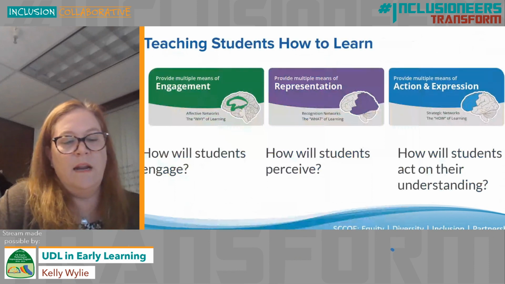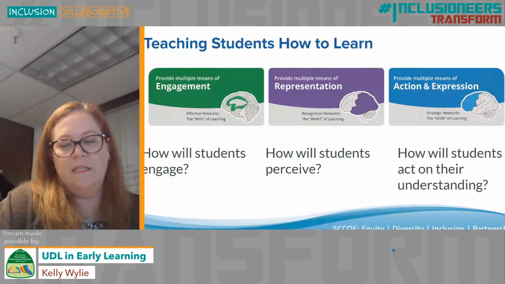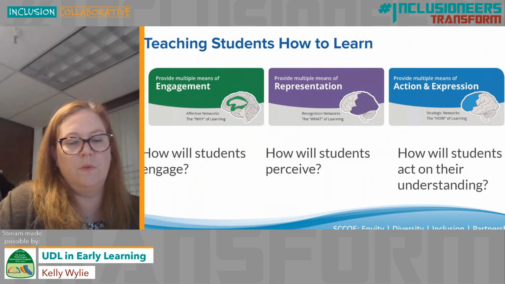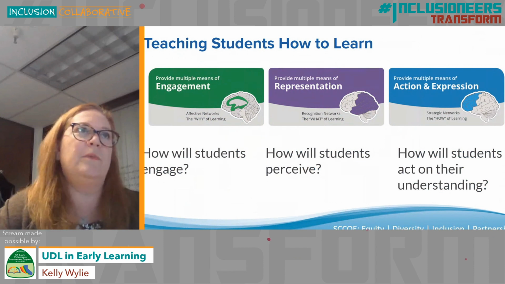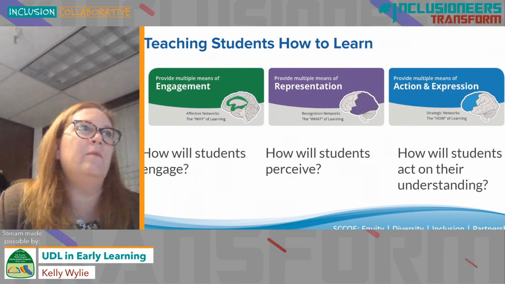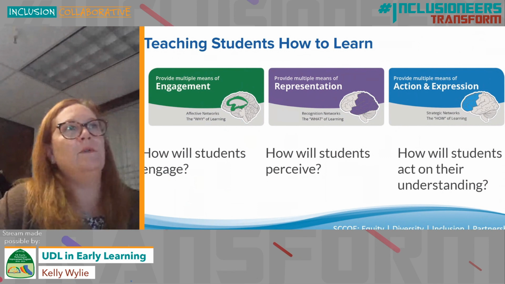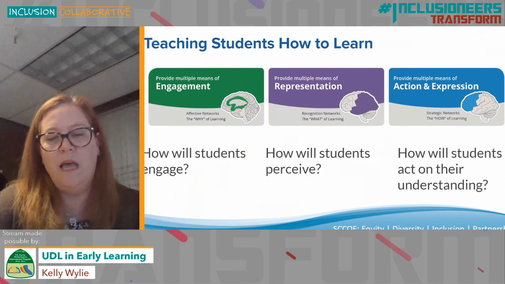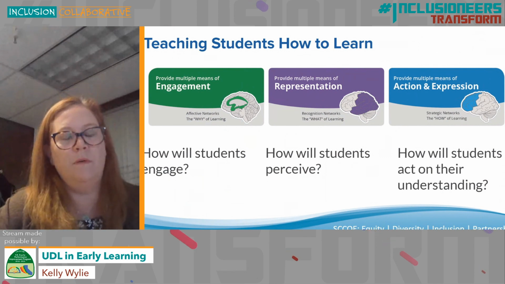We want to get our students to the goal of being expert learners, and the guidelines are there to help us. Vertically, the guidelines are organized into those three principles: engagement, representation, action, and expression. You'll also notice that they're color-coded. Everything that falls under engagement is green, representation, purple, action and expression, blue.